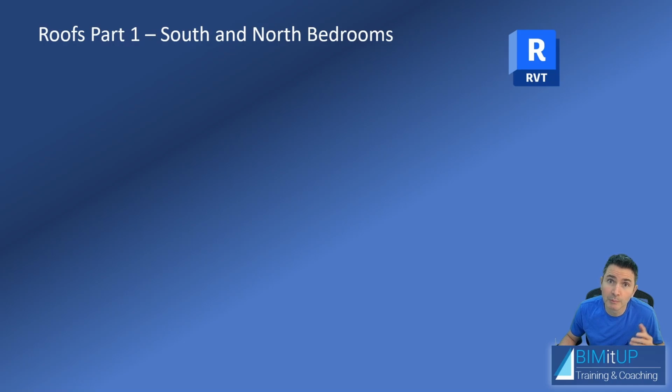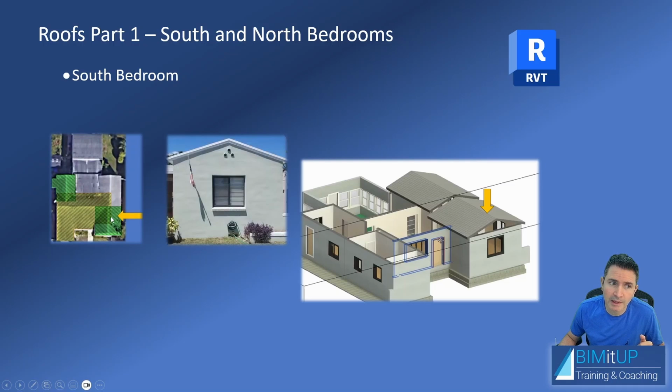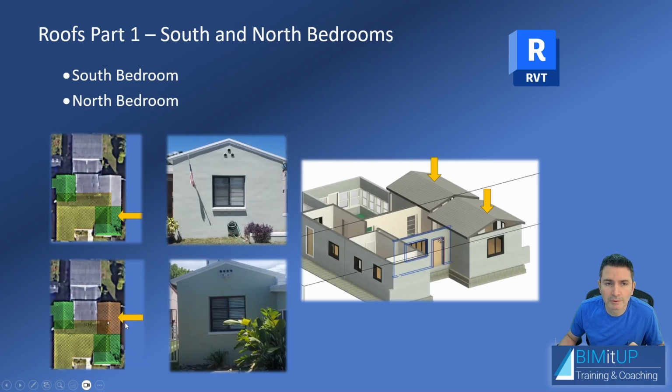Today we're going to be dealing with roofs. We're going to do the south and north bedrooms of our house. We're going to start with the south bedroom, which is in the southeast corner of a little house. And then we're going to move into our north bedroom, which is in the northeast corner of a little house.